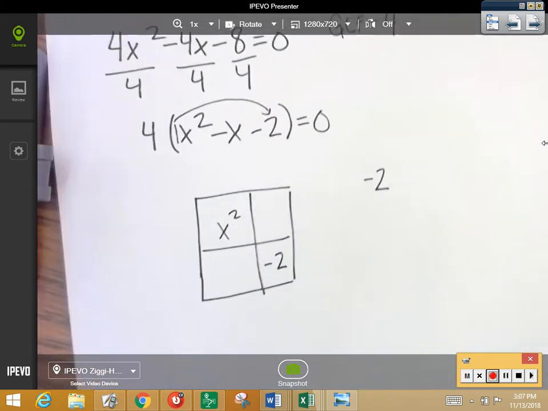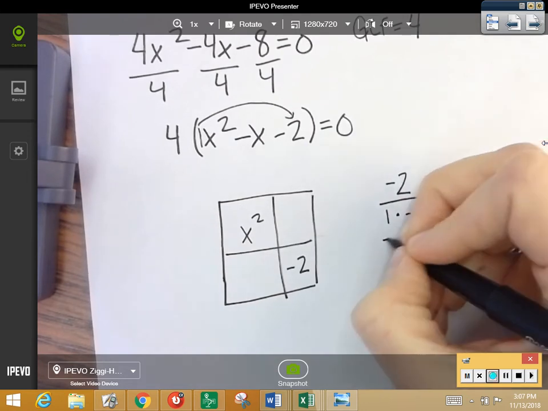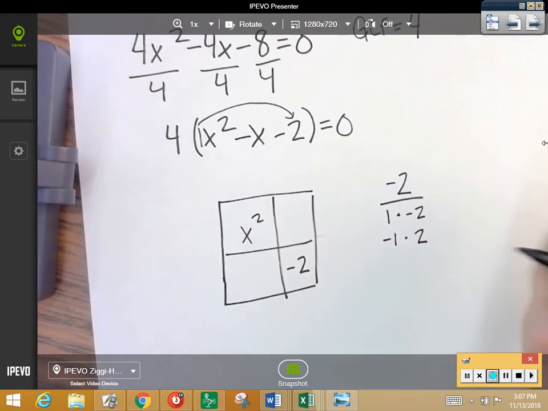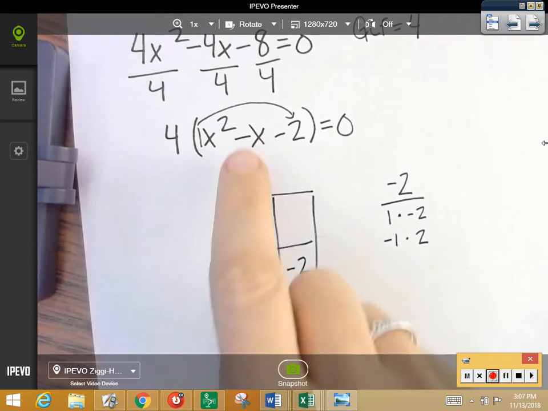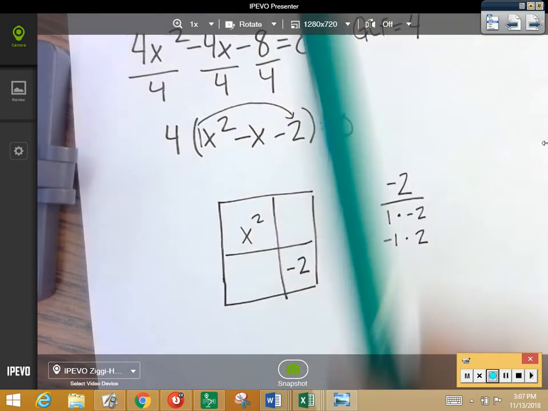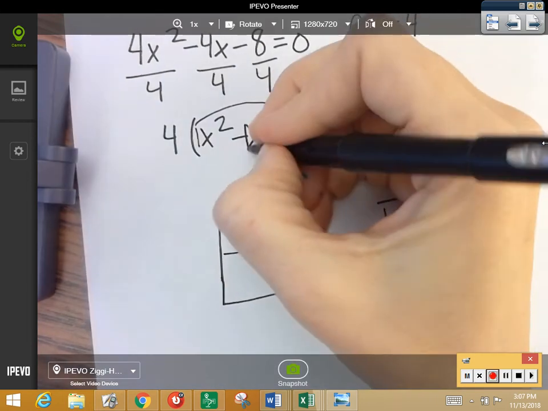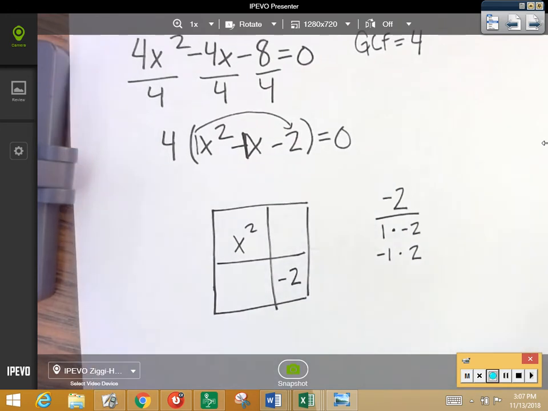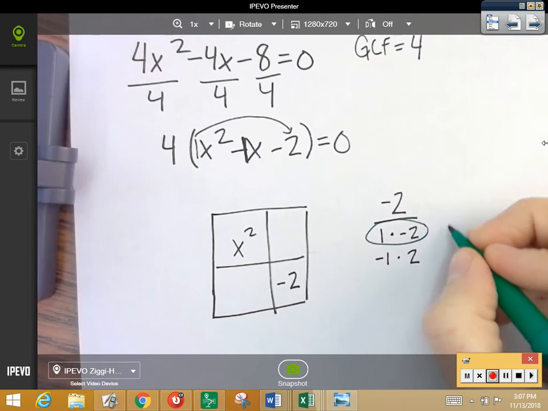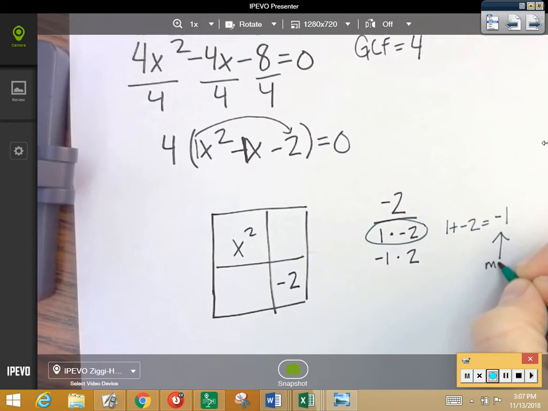And then I list underneath that all the factors of negative 2. So I have 1 times negative 2 and negative 1 times a positive 2. What I'm going to do is pick the factor pair that adds up to be my middle term. Well, my middle term here is going to be negative 1. It's not written in there, but I could go ahead and write it in as negative 1. The factor pair that adds up to be negative 1 is this one, because 1 plus negative 2 equals negative 1, and this is my middle term. So this is the factor pair that I'm going to choose.